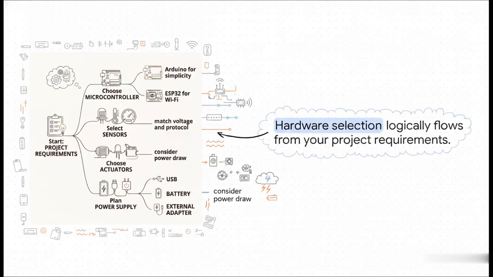When you're actually picking out this hardware, think of it as a cascading flowchart. Everything starts with your core project requirements. From there, you branch out. You pick your microcontroller, then you select sensors that perfectly match the voltage and protocols of that specific controller. After that, you choose your actuators while keeping a really close eye on their power draw. And finally, you plan your power supply, whether you're using USB, a battery, or a wall adapter. Every single choice flows logically right from the one before it.